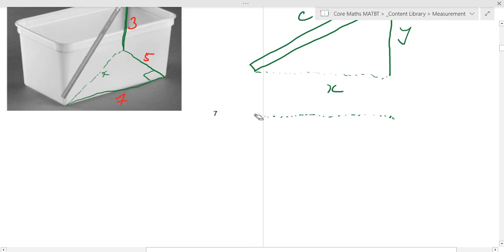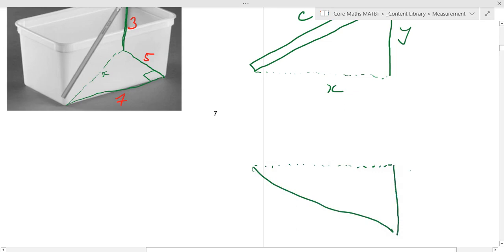Sorry. Let me put it over here so it lines up properly. So we've got that, and I'm trying to draw this. Okay, I'll just draw it like this, sorry. So this has to be 5, and this is 7. Okay, and I'm trying to find out what this is.